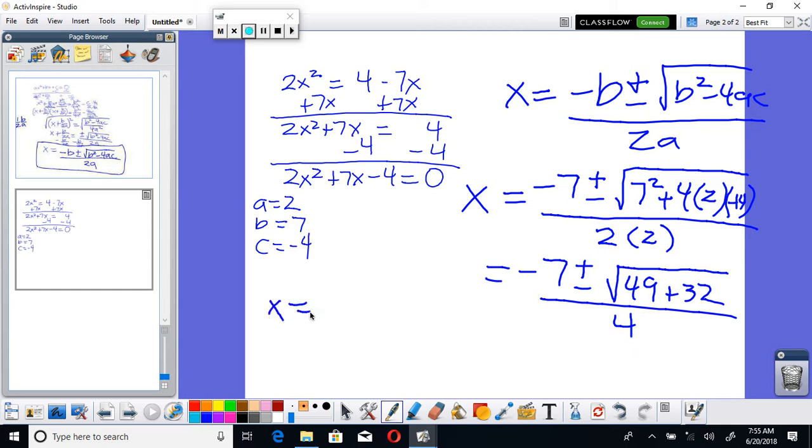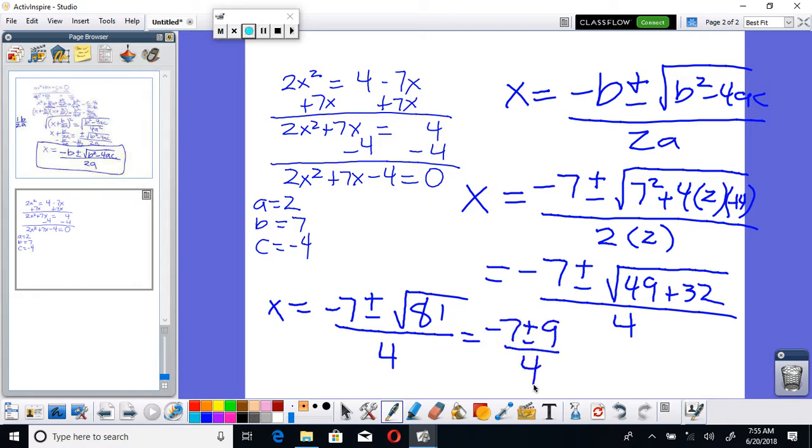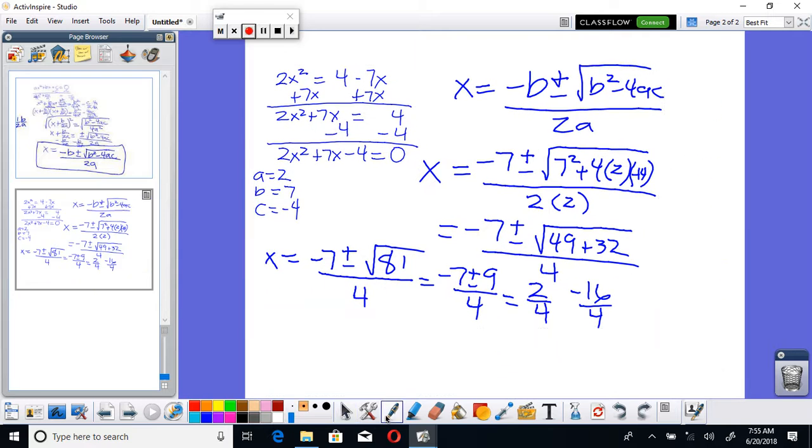So x equals negative 7 plus or minus, what is that? 81 over 4. Square root of 81 is 9, so negative 7 plus or minus 9 over 4. And now we can figure out our two solutions. Let's see. Negative 7 plus 9 is 2 over 4. Negative 7 minus 9, negative 16 over 4. Okay, so we have our two solutions. X is equal to 1/2 and negative 4. Yep, that's all you need to do. Yeah, it's really the easiest one. All you gotta do is stick it in and calculate correctly.